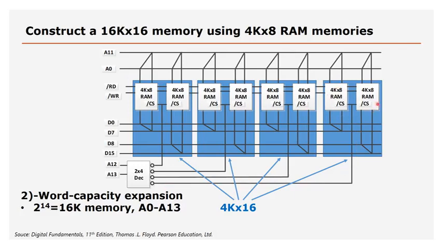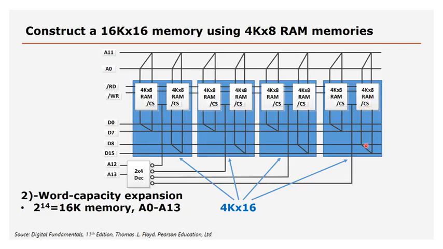it means that this last one on the right hand side, this 4K by 16, this blue group here, will be activated, and the highest address in this 4K by 8 RAM and the highest address memory in this 4K by 8 RAM will be selected and placed on this 8-bit bus and also this 8-bit bus.